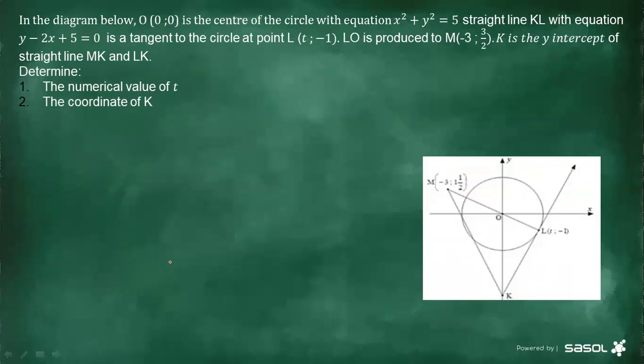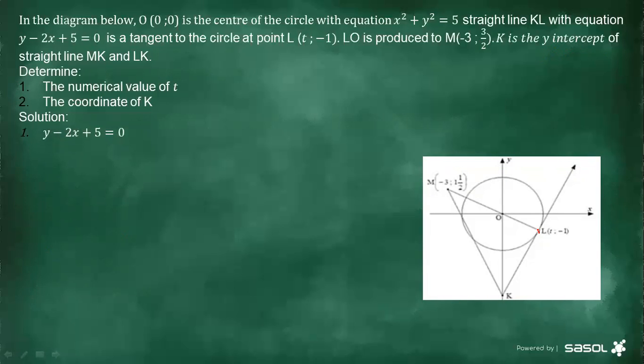In the diagram below, O (0, 0) is the center of a circle with the equation x squared plus y squared equals 5. The straight line KL has the equation y equals negative 2x plus 5. It is tangent to the circle at point L, which is (t, -1). LO is produced to M, and K is the y-intercept of straight line MK. Determine the numerical value of t, meaning we are in need of this t. But now, how do we determine that t?